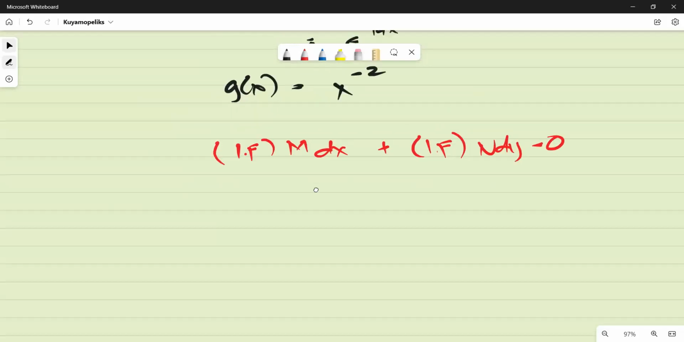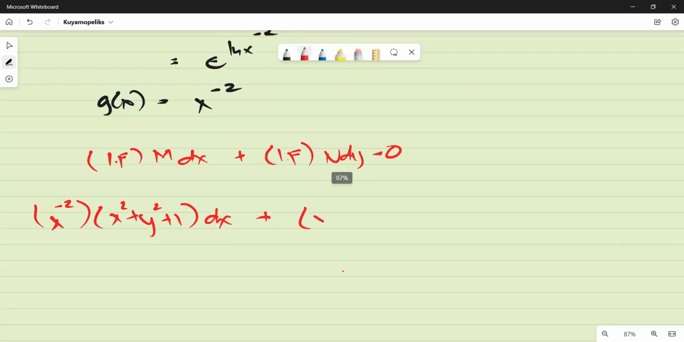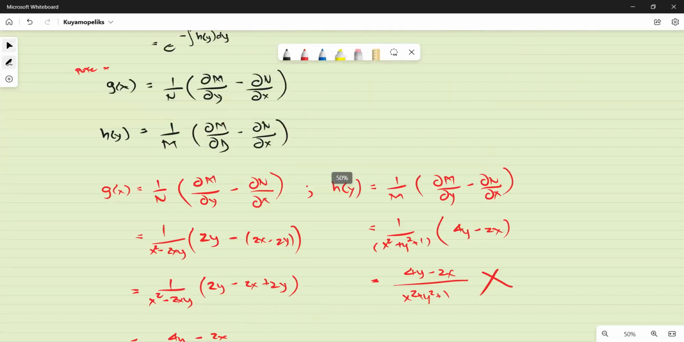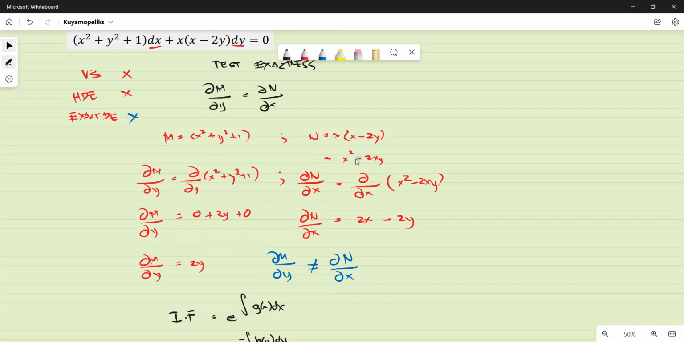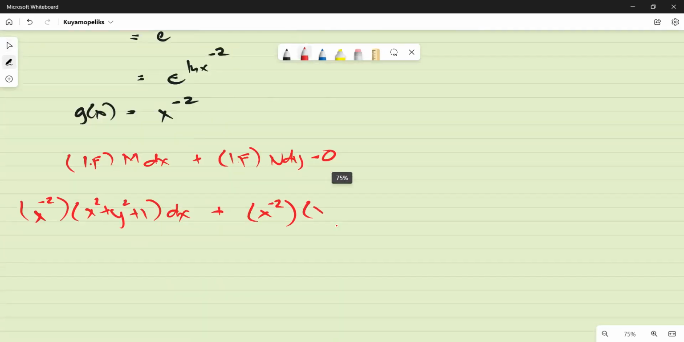So let's multiply x raised to negative 2. X raised to negative 2 times, what was the value of our M again? That is x squared plus y squared plus 1 dx plus x raised to negative 2. What was the value of our N earlier? Let's go back. Our N is x squared minus 2xy. Quantity dy is equal to 0.